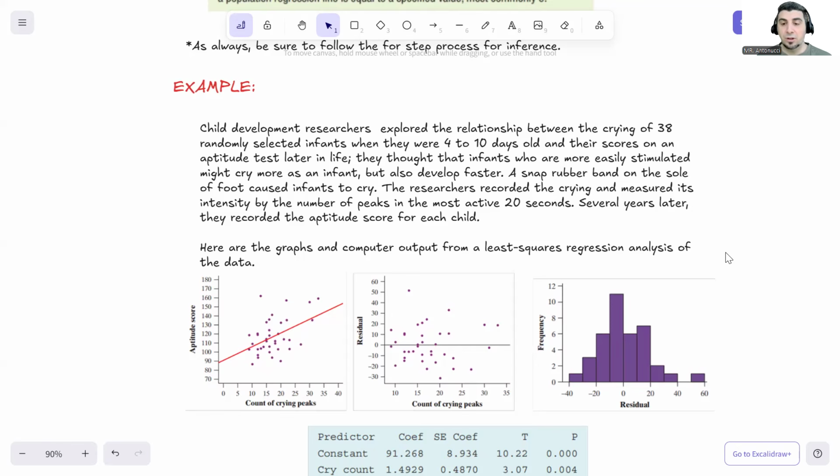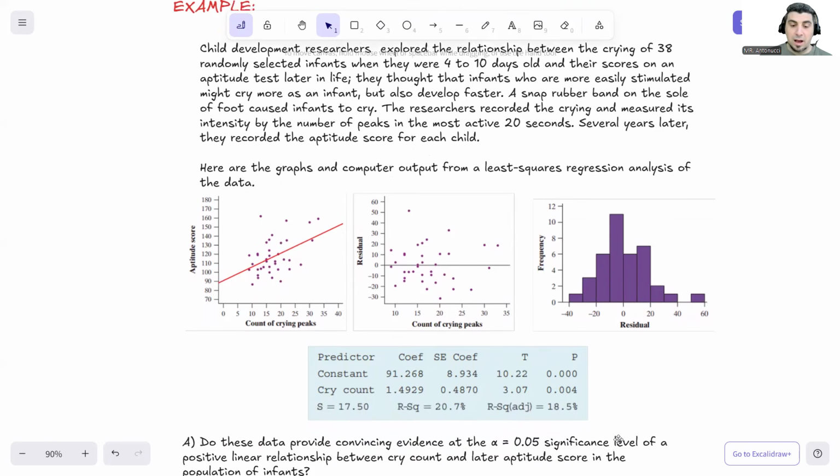They thought that infants who were more easily stimulated might cry more often as an infant, but also develop faster. A snap of a rubber band on the sole of the foot caused infants to cry. The researchers recorded the crying and measured its intensity by the number of peaks in the most active 20 seconds. Several years later, they recorded the aptitude score for each child. Here we have the data and computer output for the least squares regression analysis of the data. So we have our scatter plot, our residual plot, our histogram, and the computer output.